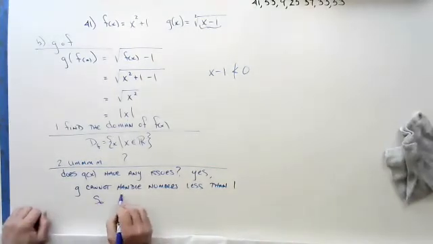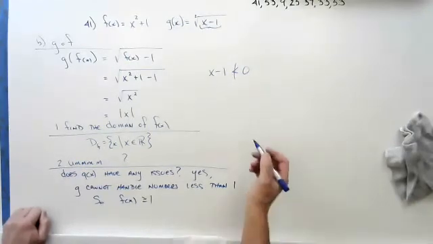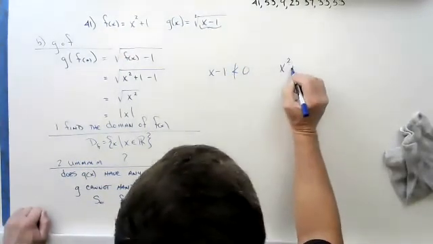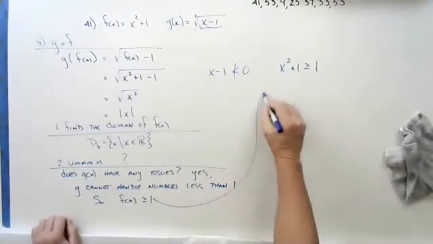So f of x has to be greater than or equal to 1. F of x has to be bigger than or equal to 1. Well, what's f of x? F of x is x squared plus 1, which has to be bigger than or equal to 1. I'm just taking it over here.